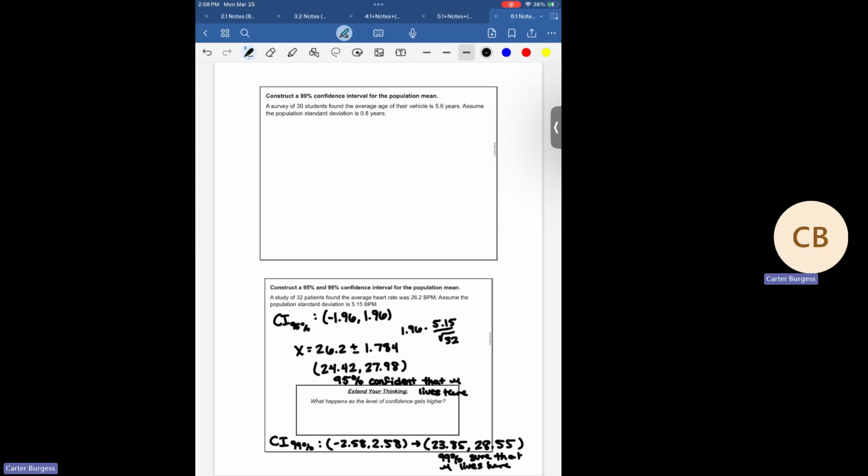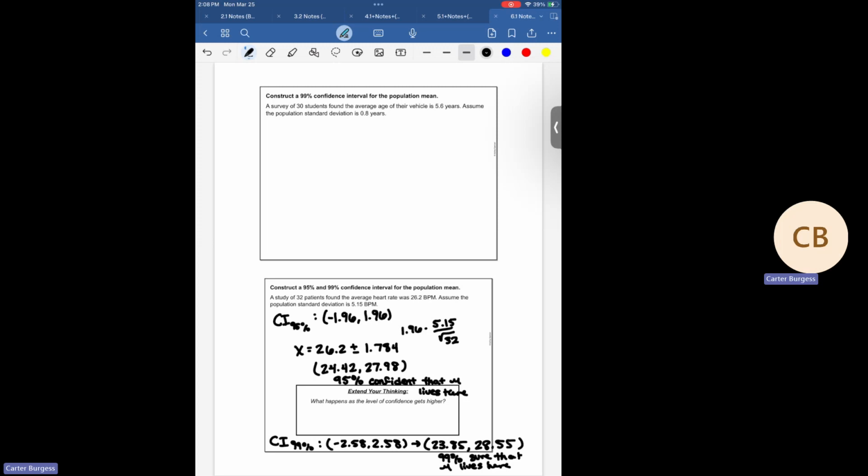Okay. Good news for us. I wanted you guys to see this. I wanted you guys to get a little bit of practice doing this by hand because I don't think it's particularly all that crazy to do by hand. We can just get these non-standardized values from our calculator.